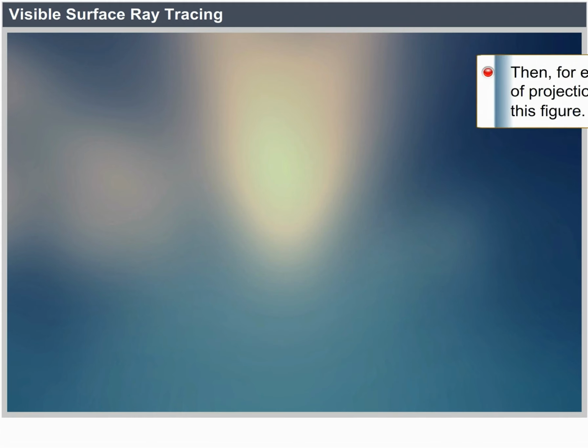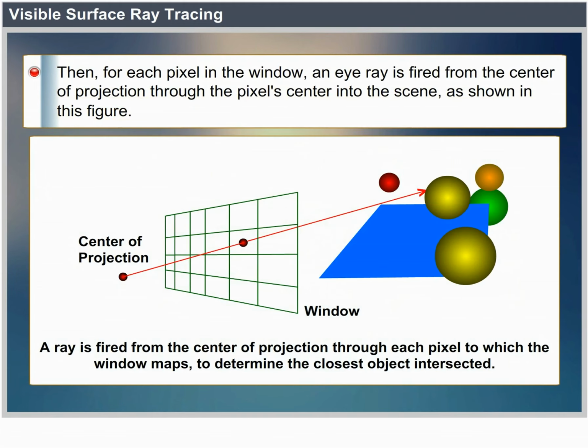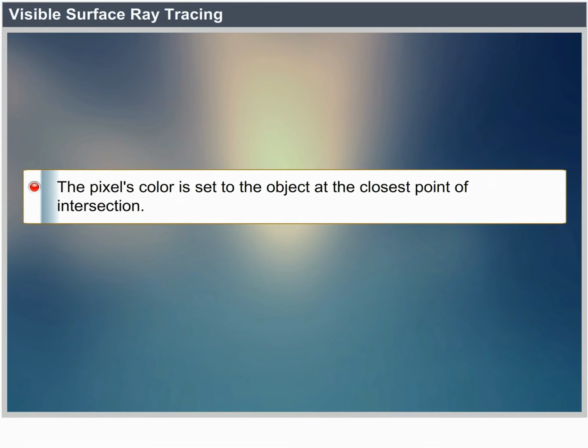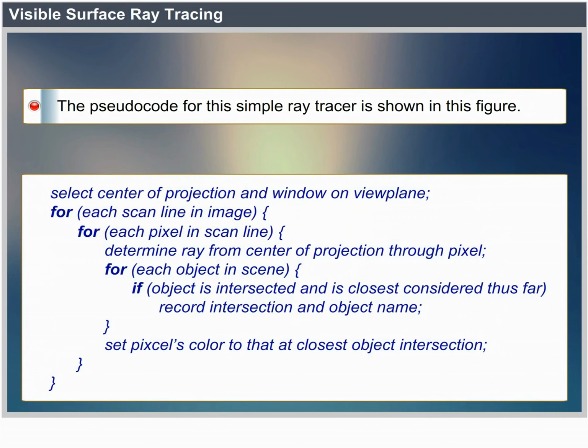Then for each pixel in the window, an eye ray is fired from the center of projection through the pixel center to the scene, as shown in this figure. This figure shows a ray being fired from the center of projection through each pixel to which the window maps to determine the closest object intersected. The pixel's color is set to that of the object at the closest point of intersection. The pseudocode for this simple ray tracer is shown in this figure.